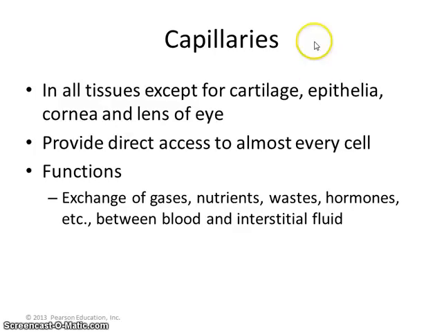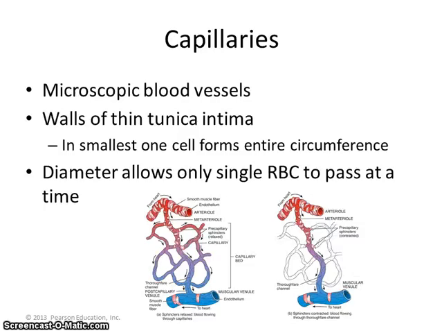From the arteries, we go down to capillaries. And everywhere that's vascularized has capillaries. They have almost direct access to every cell. You can only have cells as far away from the capillaries as gases and nutrients can diffuse to them. So you have to have these capillaries very, very close to the cells that they're providing nutrients for. Capillaries are very small. They're so small that only one red blood cell can pass through at a time.